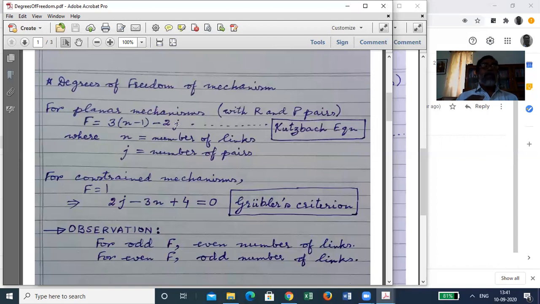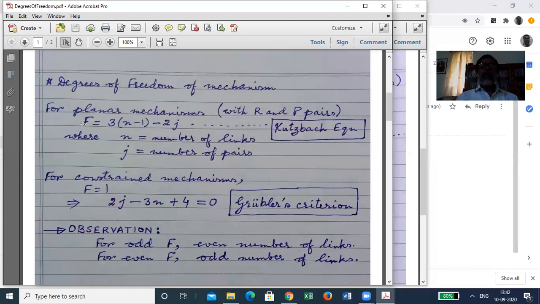Now, you may try to find out the relationship between the number of links and number of pairs for a mechanism which has specified degrees of freedom. So you specify the degree of freedom here and accordingly work out the relationship between n and j. Early in the development of this field, people were primarily interested in the so-called constraint mechanisms, for which there is a single degree of freedom.